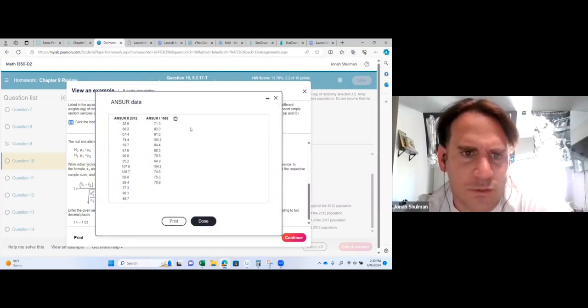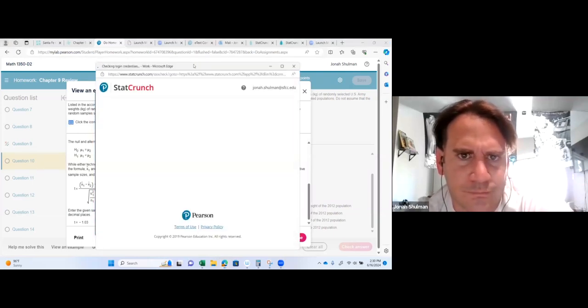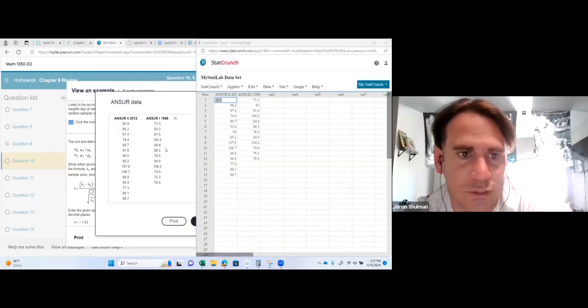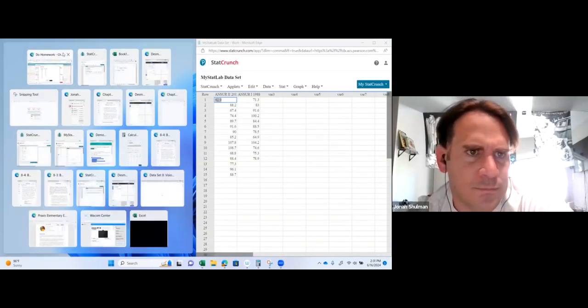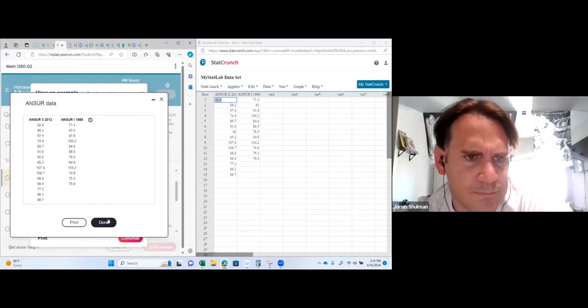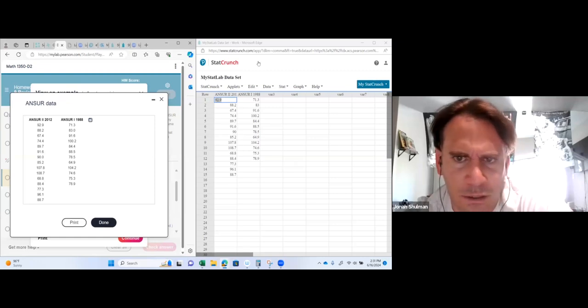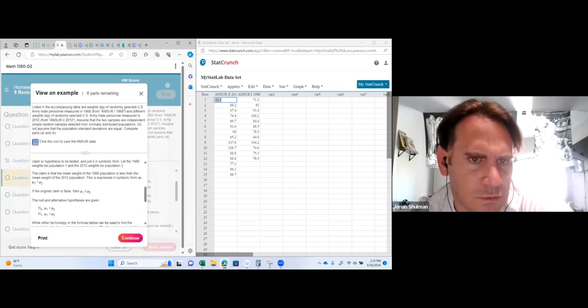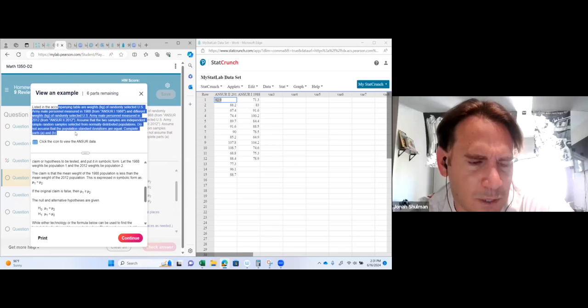Let's open this in StatCrunch. And I'm actually going to read the whole thing. This will be the last one I do. All right, so here we go. We have our data. That looks nice. So listed in the company table are the weights. Assume the two samples are independent samples selected from normally distributed populations.